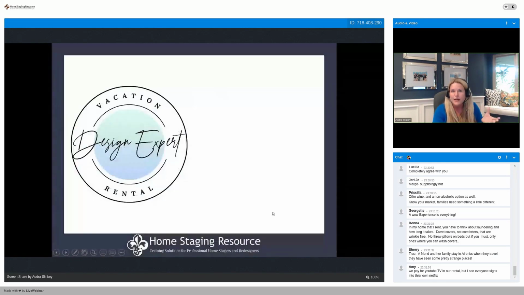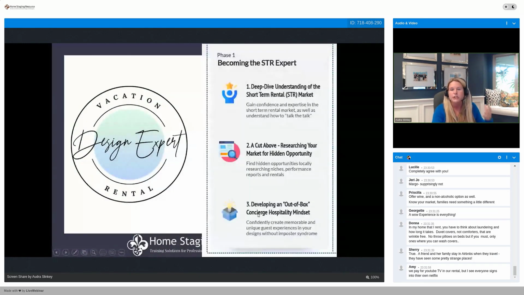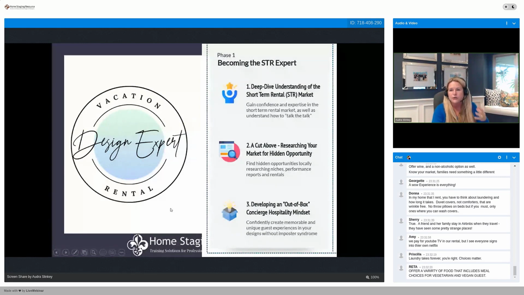But in phase one, where we're just talking about researching your market, these are important things to do. And this is where I think some designers get it wrong, because they don't always understand their current target market.